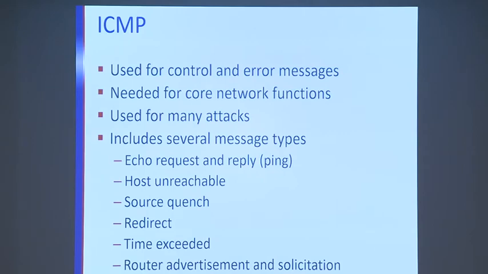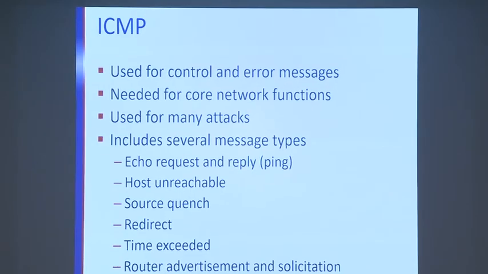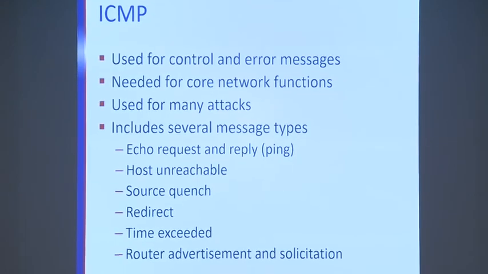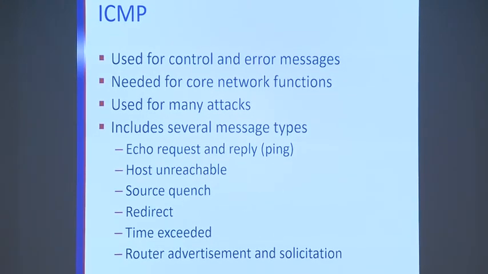We talked a little earlier about the ping command. Ping is used by ICMP. ICMP is a control and error message protocol. It is part and parcel of IP. It is there to send messages to us that there are issues and problems. This is needed for core network functions. It can also be used as an attack vector to launch attacks against your network. It does provide several different messaging types, the echo request and echo reply, also known as the ping command. It gives us host unreachable, the source squelch that's no longer available, the redirection, the time exceeded, and we pass our router advertisements and solicitations on to other routers through ICMP.